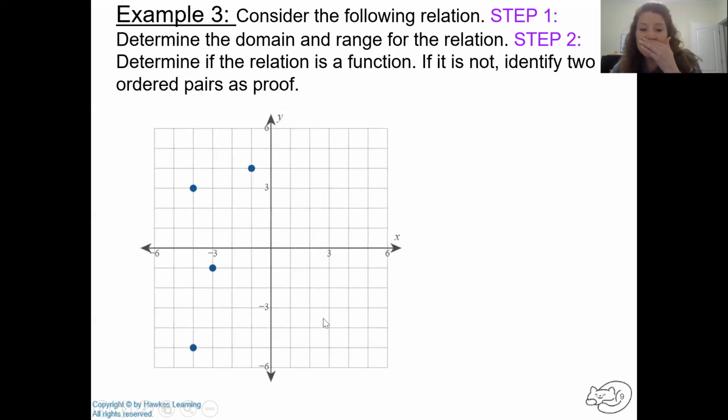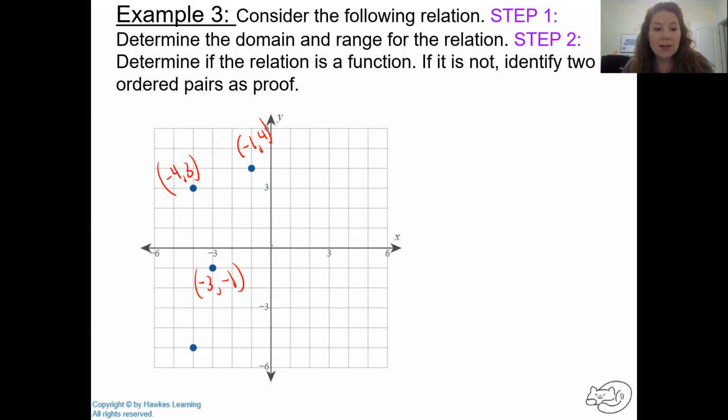All right, so now we're going to look at this situation. It says, consider the following relation. Why is it a relation? Because it's a set of ordered pairs. First of all, we're going to determine the domain and range for the whole relation. And then we're going to see if the relation is a function. So basically, we take each ordered pair and write it down. This ordered pair is -1, 4. This ordered pair is -4, 1, 2, 3, -4, 3. This ordered pair is -3, -1.